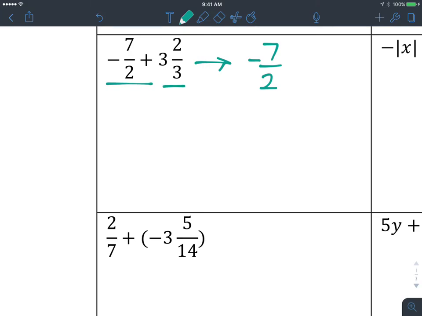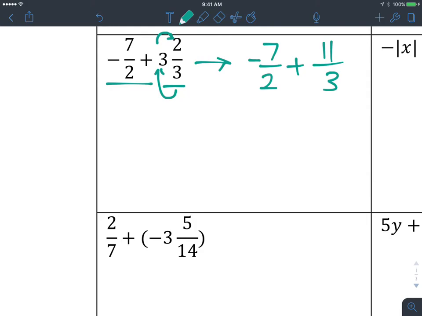And then now this fraction here, this 3 and 2 over 3, that one we do want to change into an improper fraction because we need to get rid of that whole number. 3 times 3 would give me 9. Add that to 2 gives me 11 over 3. And that is a positive number, so we're going to keep it as a positive number.